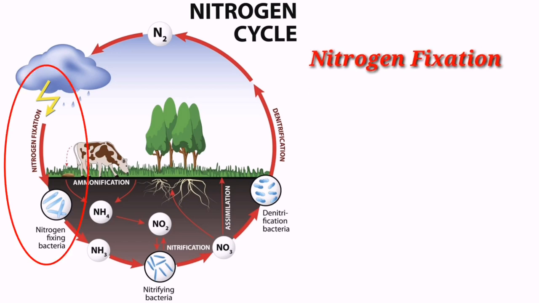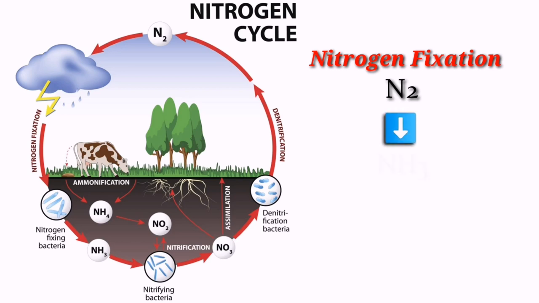Nitrogen fixation. It is the initial step of the nitrogen cycle. Here, atmospheric nitrogen, which is primarily available in an inert form, is converted into a usable form, which is ammonia. During the process of nitrogen fixation, the inert form of nitrogen gas is deposited into soils from the atmosphere and surface waters, mainly through precipitation.